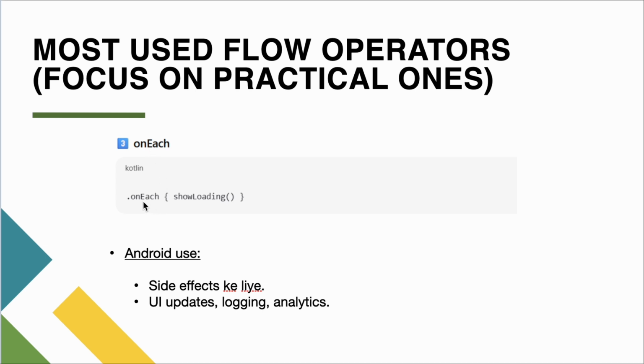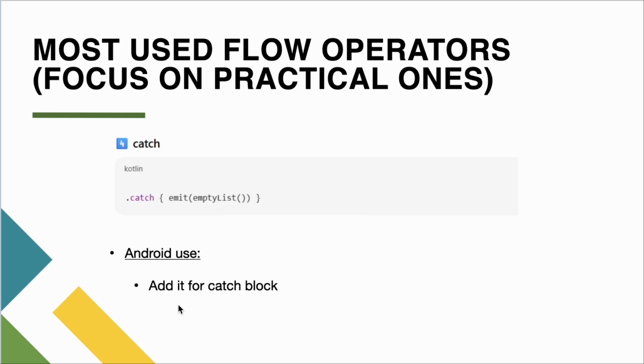On each would be used similar to the other operators, like dot on each, and in that show loading, for example. So the use case would be side effects, or you want to show the UI updates, logging, analytics. So that would be the place where you go and use the on each operator. All right. Now we'll understand the fourth one. The fourth one is nothing but the catch operator.